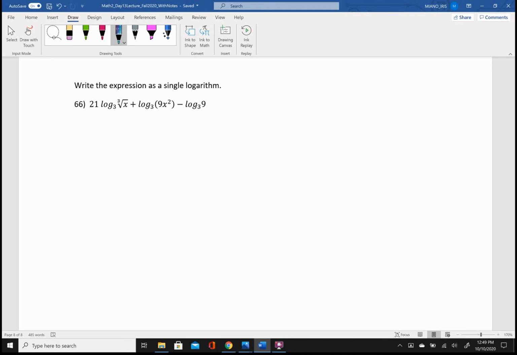Well, I would deal with this 21 multiplier first and call it an exponent of 21 on the cube root of x. And we're going to deal with the cube root as a fraction exponent. Just bear with me here. First I'll just write it like this, and we'll deal with the 21 afterwards, and we'll just rewrite everything else for the time being.